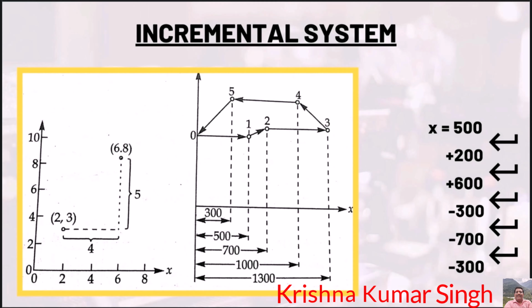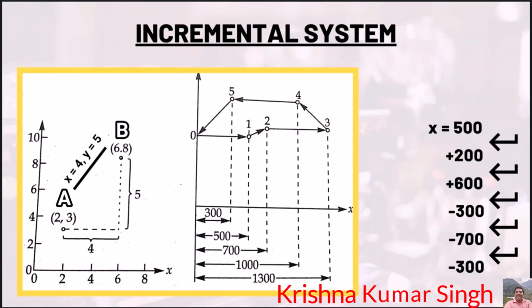Next we have incremental and absolute CNC machines. Let's discuss the incremental system first. In this system, the distances are measured from one point to the next point. The movement from point A, whose coordinates are 2, 3, to point B, whose coordinates are 6, 8, is specified by x = 4, y = 5.